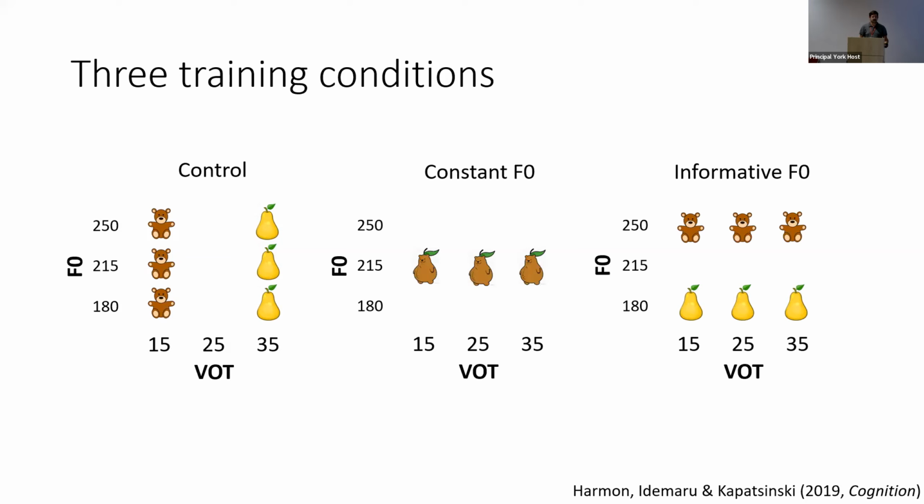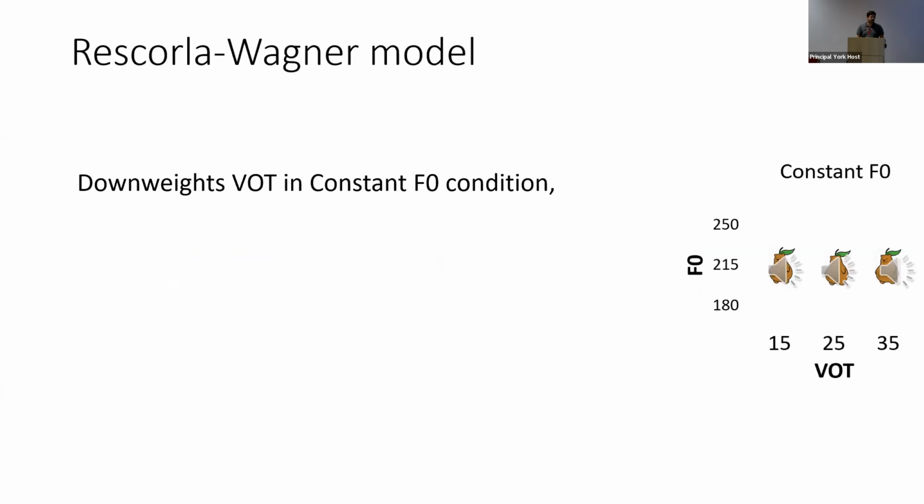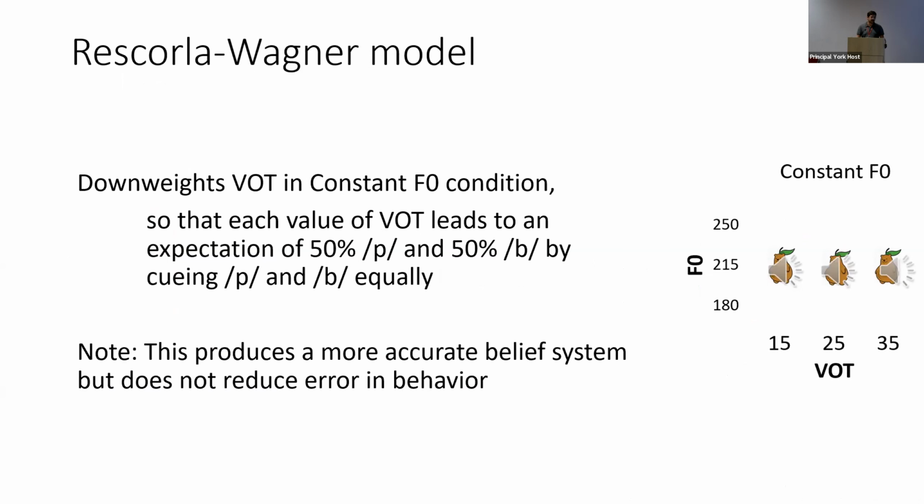The interesting condition for us is this one, where VOT is still uninformative. So for every value of VOT, you get 50% BA and 50% PA feedback. But F0 is constant. And so switching your attention to F0 and upweighting it would do nothing, right? You would still be wrong 50% of the time. So the Rescorla-Wagner model would downweight VOT even in the constant F0 condition because it would produce a more accurate belief system where each value of VOT is equally likely to map onto BA and PA, even though this would not reduce your error in behavior.